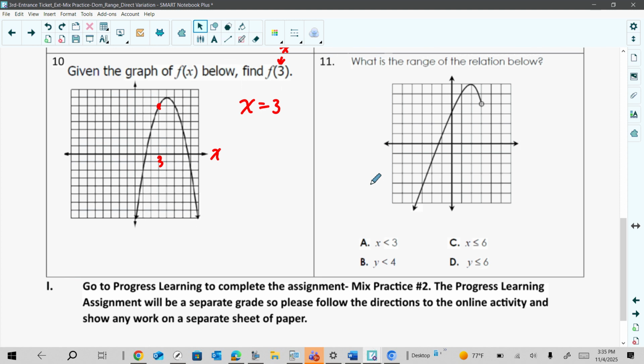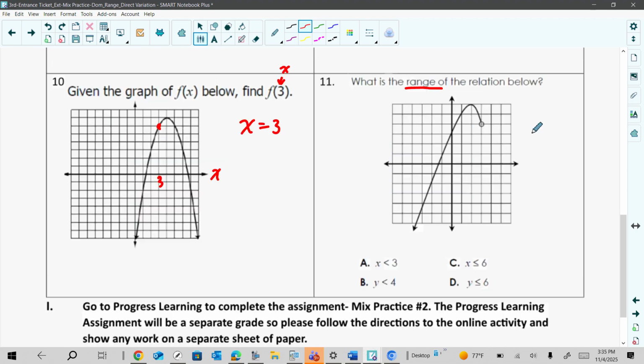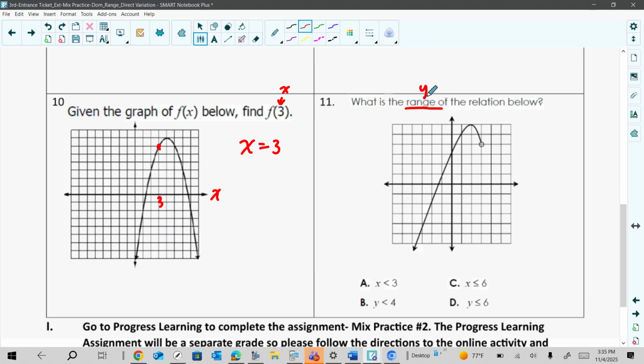And then 11, another graph question. What is the range? Remember, range is dealing with the y values. That's a hint to your answer choice. And range, we look from our bottom to the top. We need to find how high the graph goes, how low the graph is going.